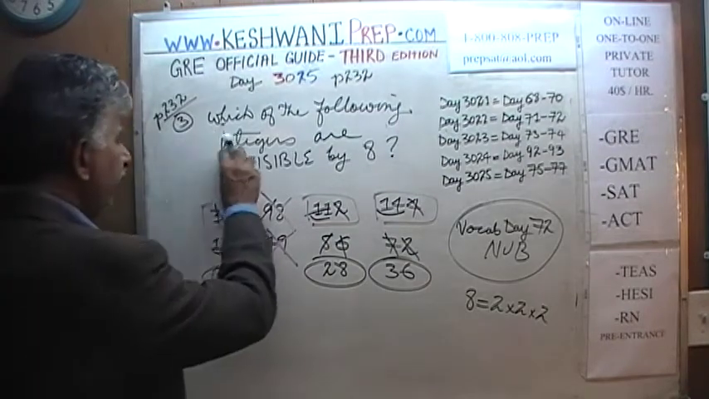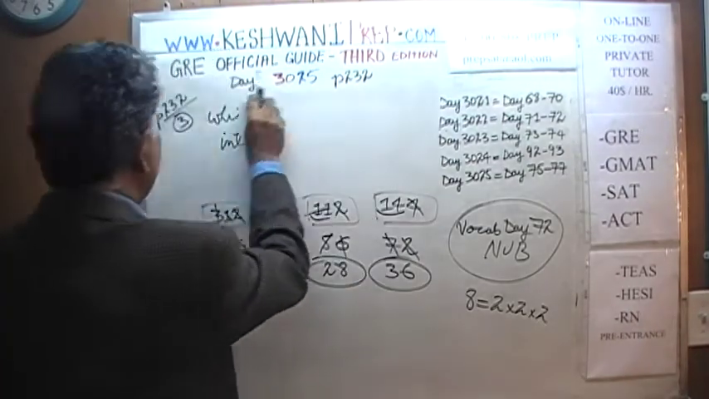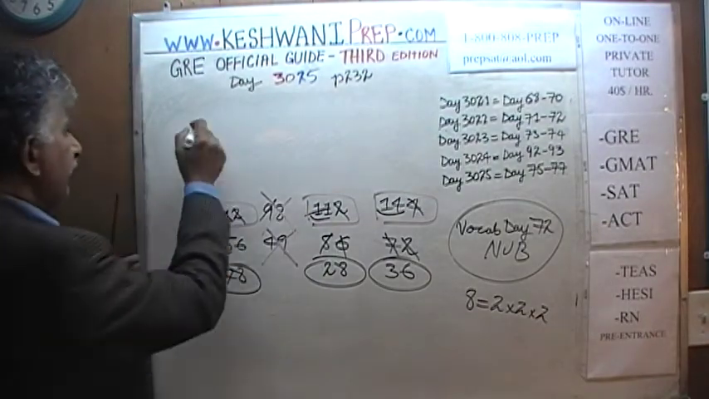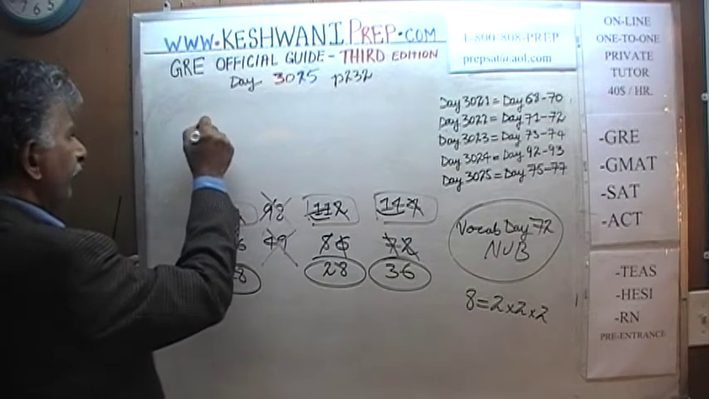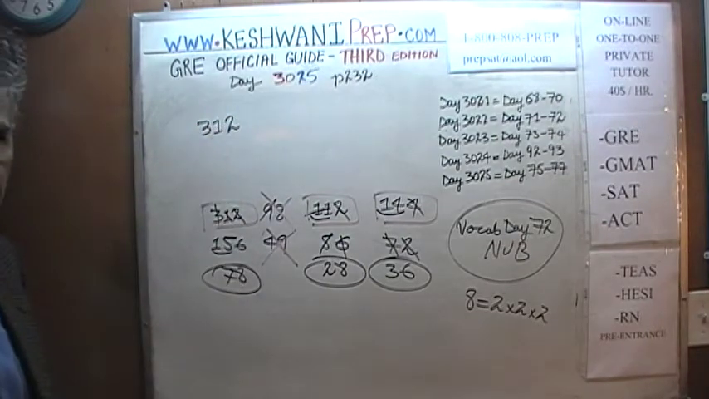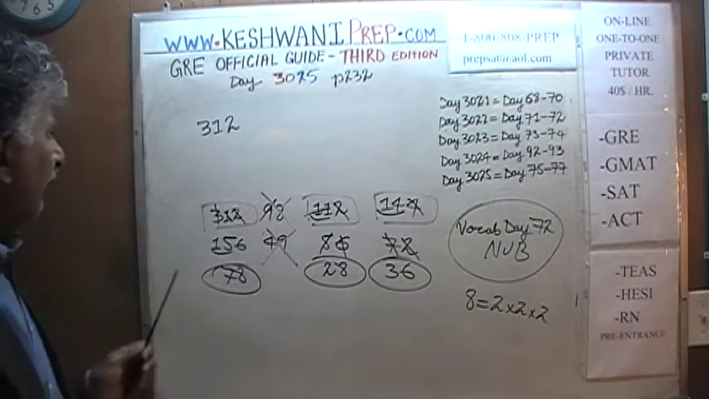Another way to do this is to actually do it out. Divide these numbers by 8. It is not that difficult to divide these numbers by 8. It is very simple. You just have to practice. You will never get a hang of it unless you practice.